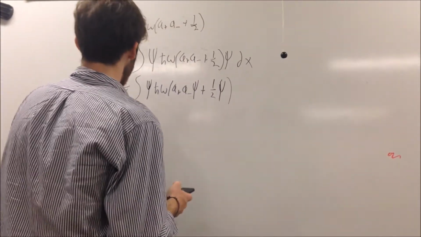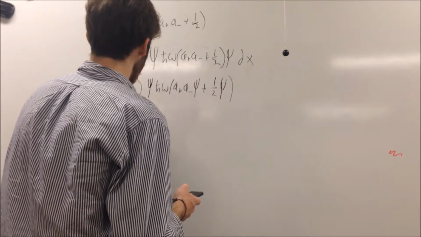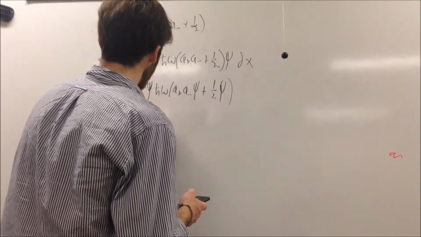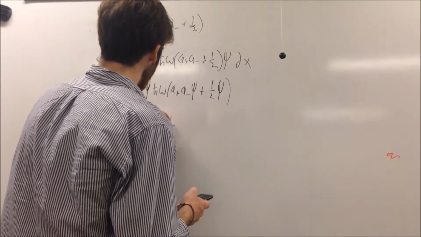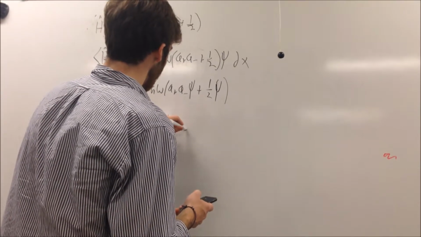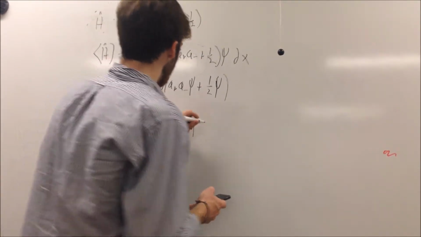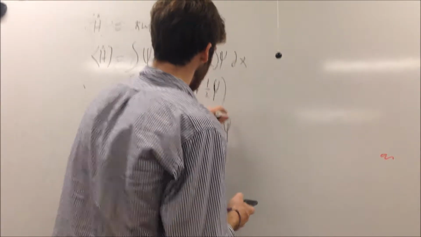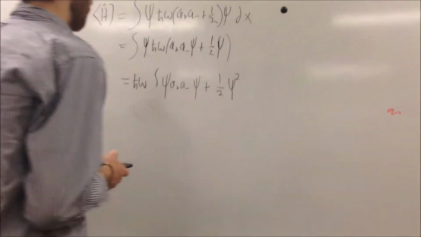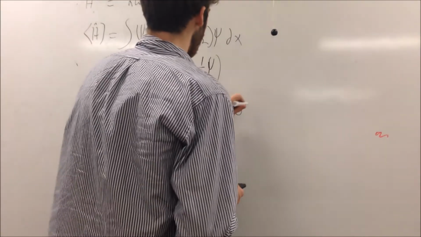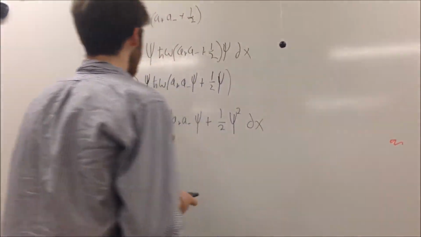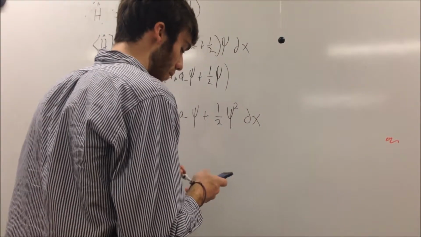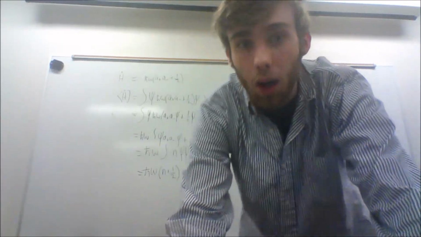So this is going to be h bar w on the outside times the integral psi a plus a minus psi plus 1/2 psi squared dx. So this again, we pull out the constant.